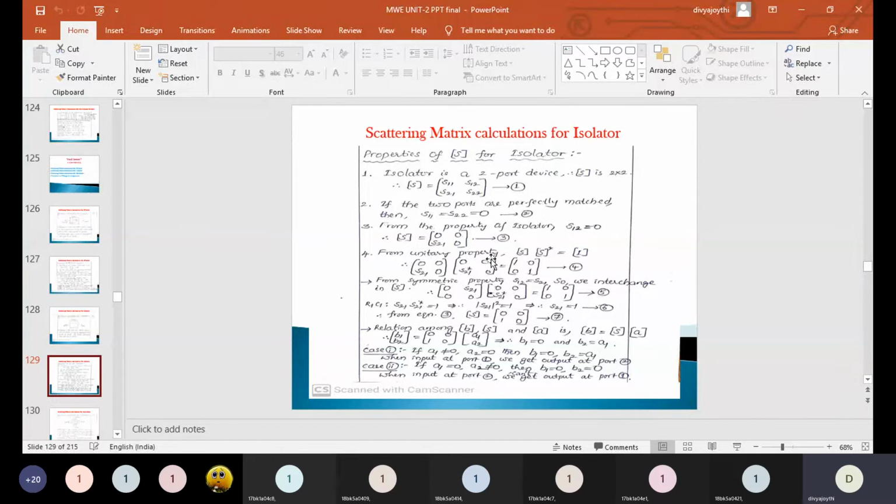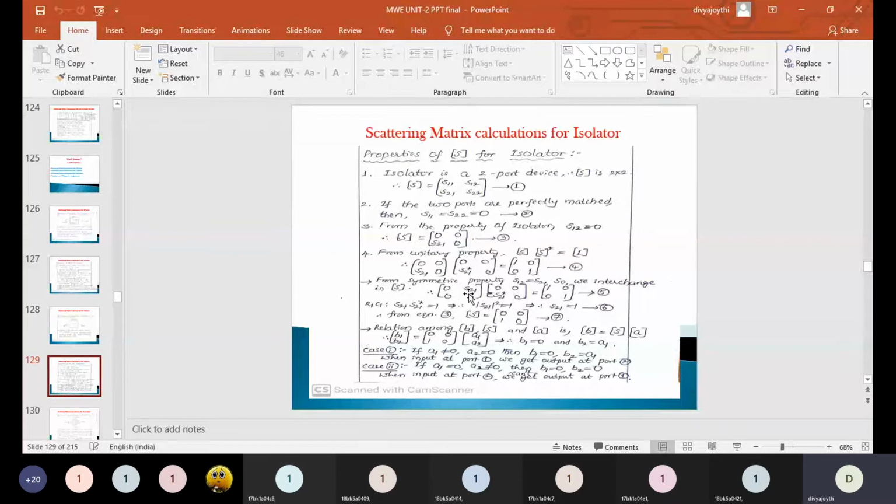And from the unitary matrix property, we have S into S star is equal to I. Now we'll try to multiply this. From the symmetry property, we have S12 is equal to S21, so we just interchange S12 with S21. Okay, so 0, S21, 0, 0, and 0, 0, S21 star and 0.